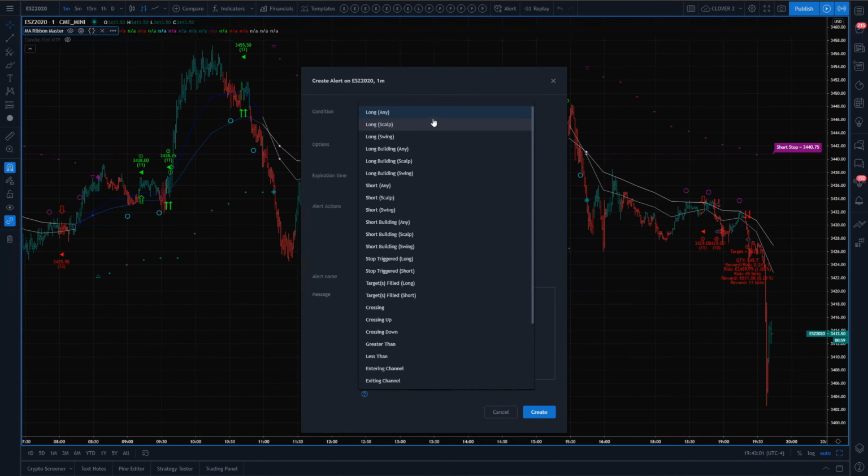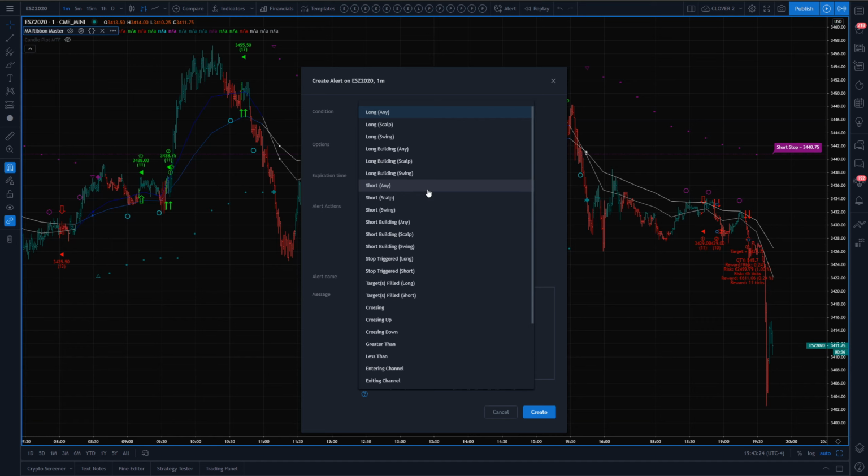So long any corresponds to both longs and scalps. If you want to only filter between the swing, which is the big fat arrow, the first trade in the new trend, or the scalp, which is all subsequent double arrow trades in the current trend, then you can filter between those. You have to do this per symbol in TradingView, per time frame that you're dealing with.